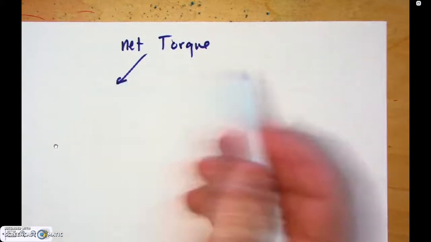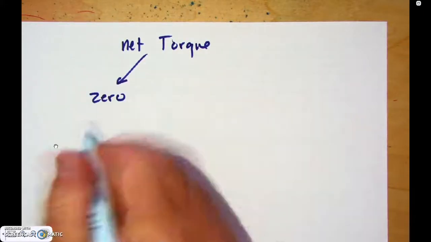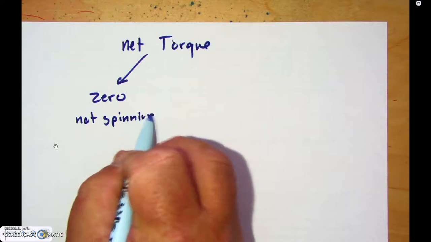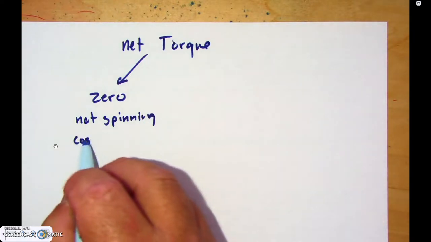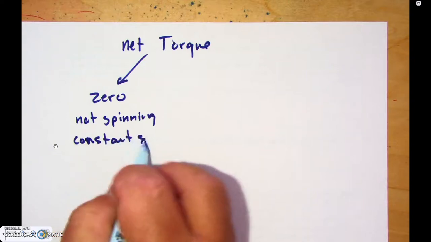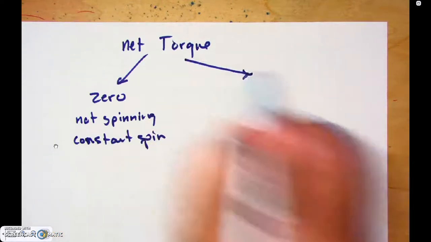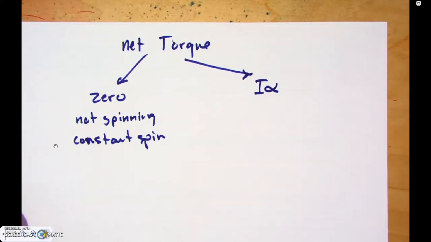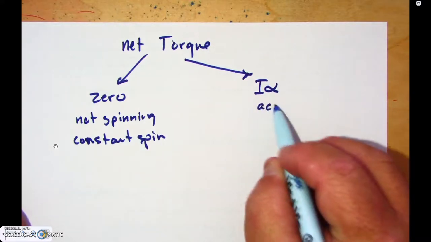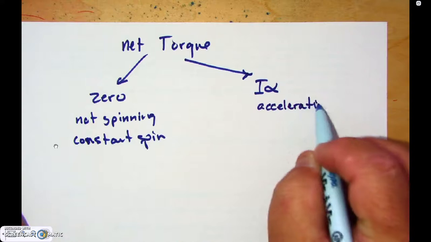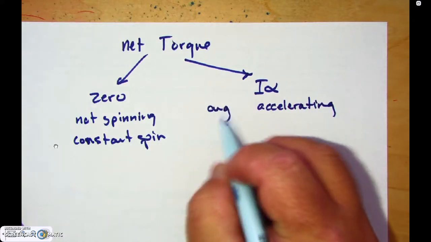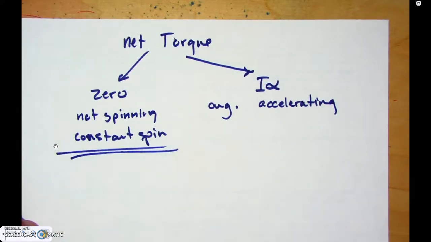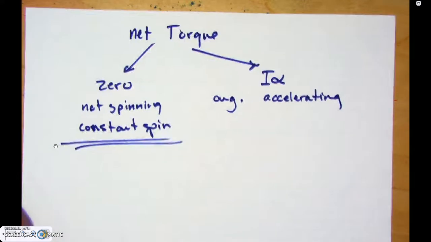Now, the net torque can either be equal to 0. That's if we have something that is not spinning, or constant spin. Or I can have a net torque that's equal to I times alpha. In other words, now what's going to happen is this is going to be accelerating. It's going to have an angular acceleration. So in other words, it's spinning faster and faster and faster. Most of the cases you're going to encounter are that. But I'll show you how to do both of them.